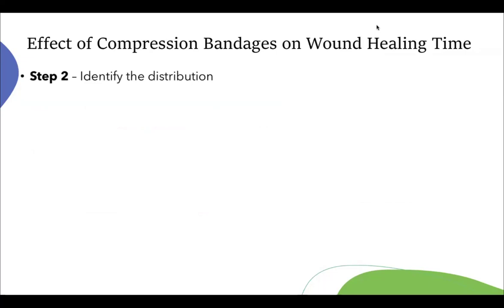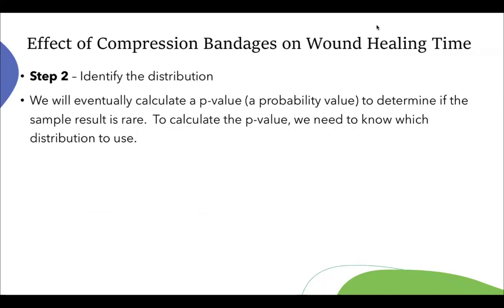Next, we identify which distribution we are using. Now, last class, every distribution that we used was the normal distribution. Eventually, when we calculate our p-value, that's the probability value, and we do that to determine how rare the sample result is. When we calculate our p-value, we need to know which distribution to use. If we use a normal distribution, we will get a p-value based on the normal distribution, and that would apply to the previous lecture, but not to this lecture.